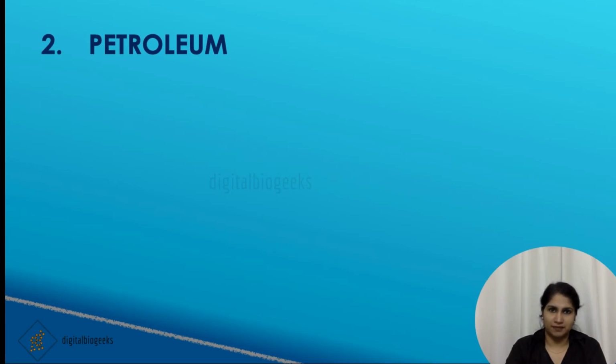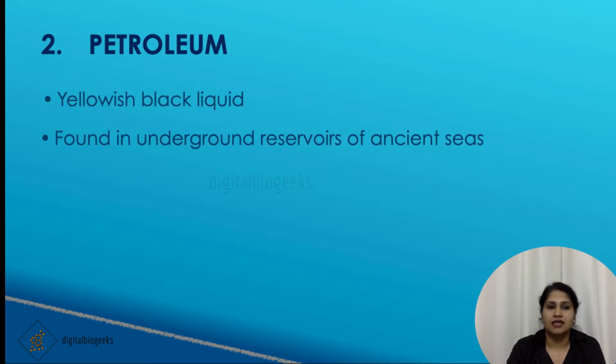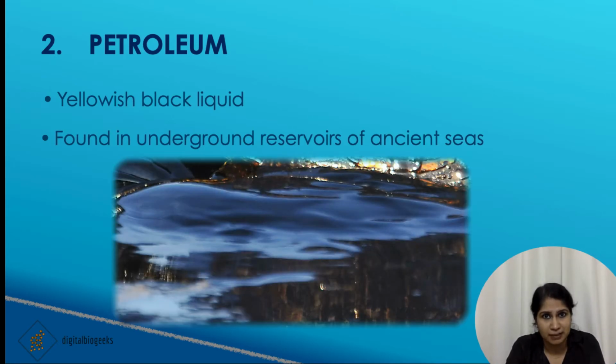Moving on to petroleum. We are very familiar with petrol and diesel which are used in automobiles. We get petrol and diesel from petroleum. Petroleum is a yellowish black liquid. It is found in the underground reservoirs of ancient seas. Millions of years ago, plants and algae lived in shallow seas. After dying and sinking into the seabed, they got mixed with sediments. Over millions of years exposed to high temperature and pressure, they got transformed into petroleum.